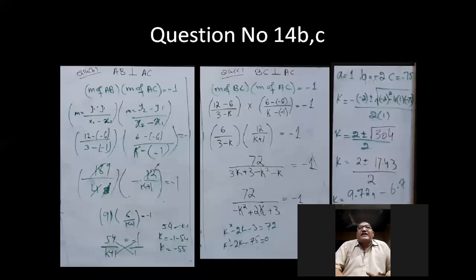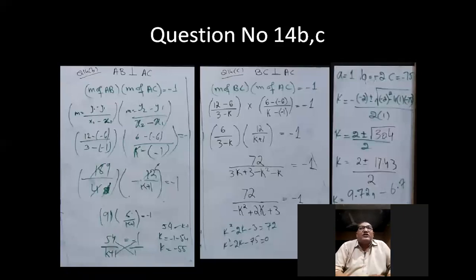And let's move to the next part. That is question number 14C part. Let me read it from the book. The coordinates of the 3 points are: point A is -1, -6, point B is 3, 12, and the C point is K, 6. Find the value of K if BC is perpendicular to AC.